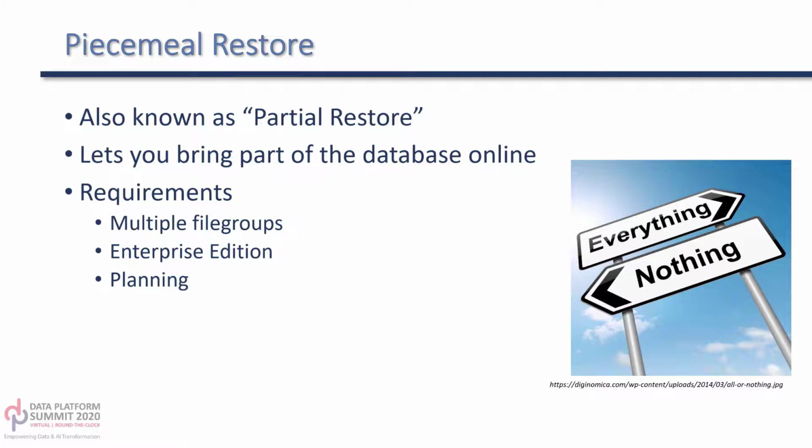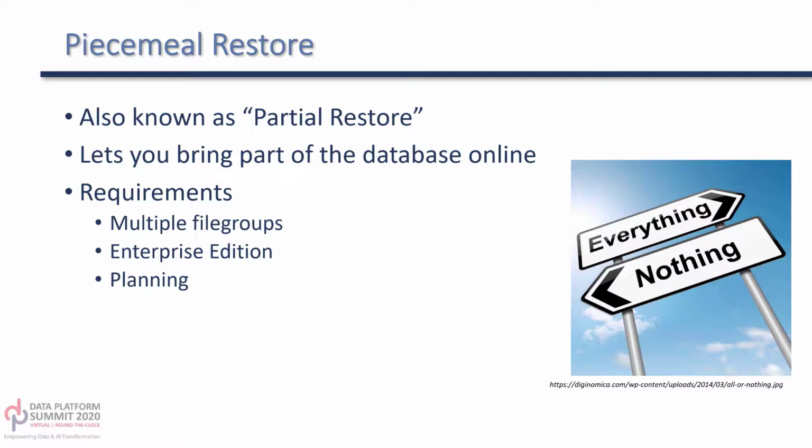You also need multiple file groups because you're going to bring part of the database online in terms of file groups, right? So you want to make sure you have your file groups divvied up in such a way where you can bring certain parts online, and then you need to make sure that your objects in your database are divided amongst the file groups correctly so that you can bring a single file group online and be able to do everything you need to do. So it requires planning, multiple file groups, and Enterprise Edition.